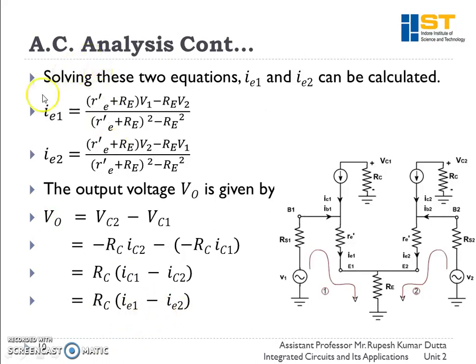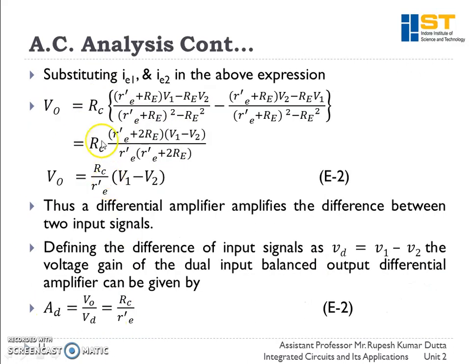Now we already have the IE1 and IE2 values calculated here, so we just have to put these values into this equation. Substituting I1 and I2 in the expression, we get V0 equals this. After solving, as the denominator is the same, we just have to calculate the numerator part. So we get (r'E plus 2RE) times (V1 minus V2). As (r'E plus 2RE) is common in numerator and denominator, we can cancel it. So we get V0 equals RC over r'E times (V1 minus V2). Now V1 minus V2 is just the differential input voltage. So we get the differential gain as V0 upon VD, that is RC upon r'E.